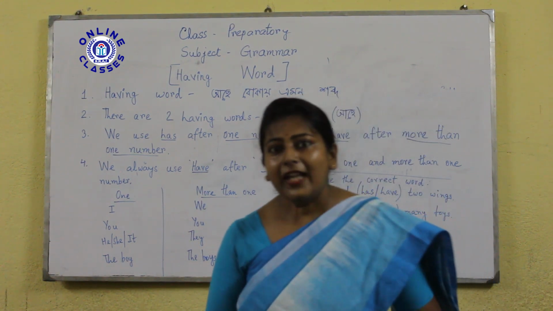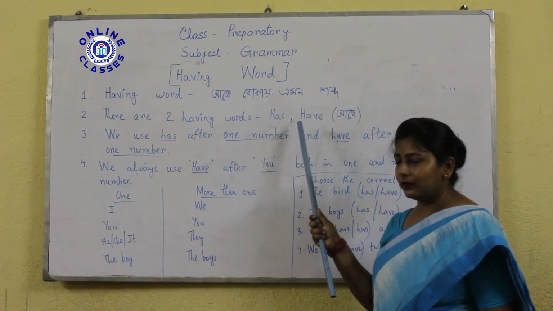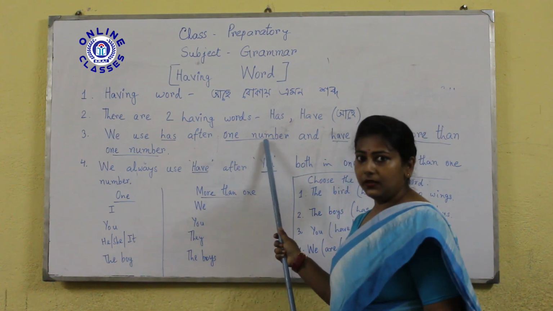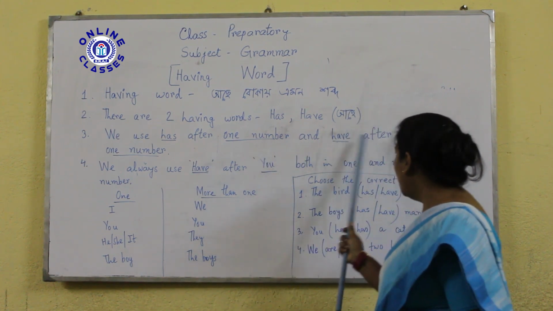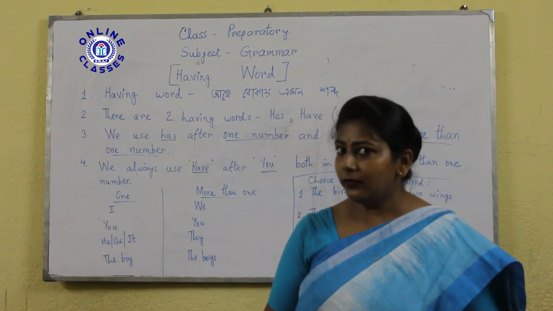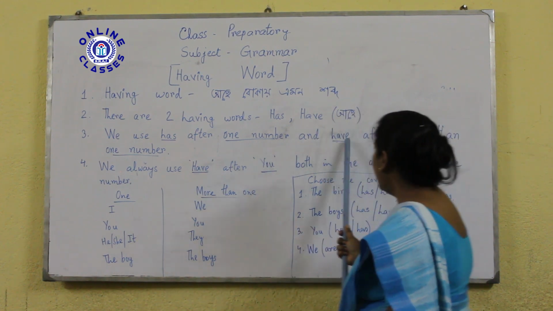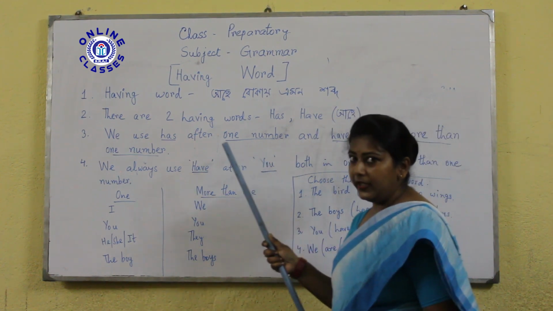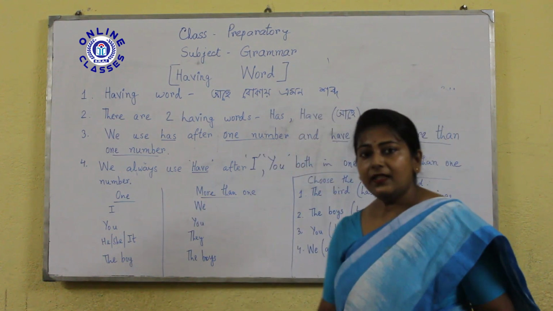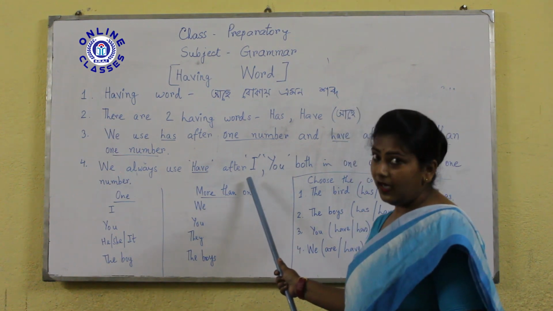Now, where do we use these two having words has and have? We use has after one number and have after more than one number. We know one number and more than one number. So, has after one number and have after more than one number. You have to keep in mind also this part. But there is an exception, that is you and I.